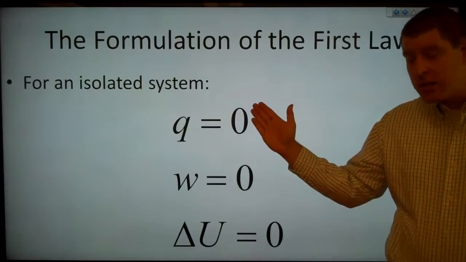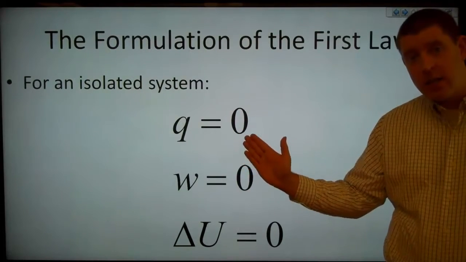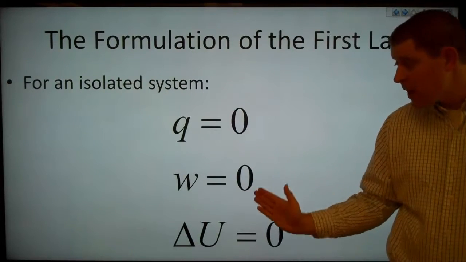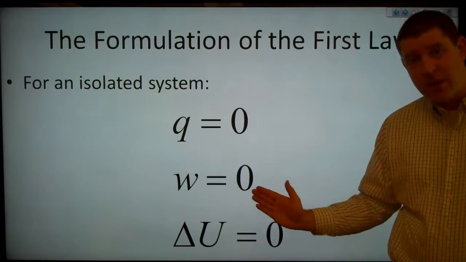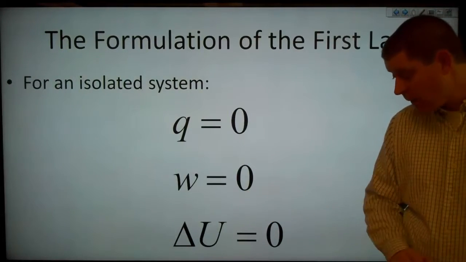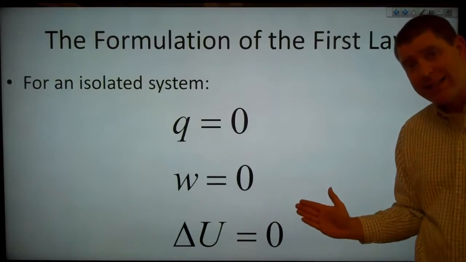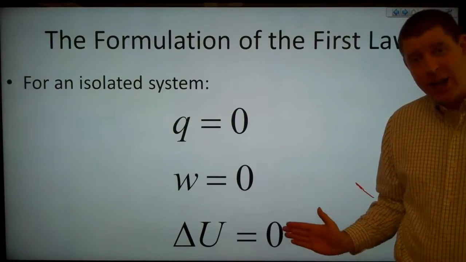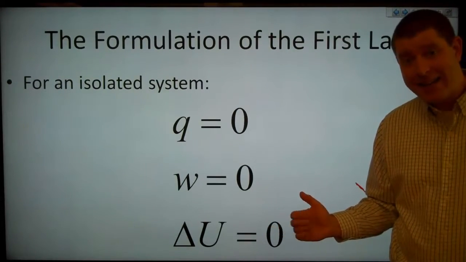Now for an isolated system, Q is 0 because no energy is being transferred as heat into or out of the system. The system is not absorbing or releasing any heat. The system is also not doing any work, and no work is being done on it, so W is 0. That means the internal energy change is 0. So for an isolated system, the internal energy change has to be 0. The energy of that system is constant.